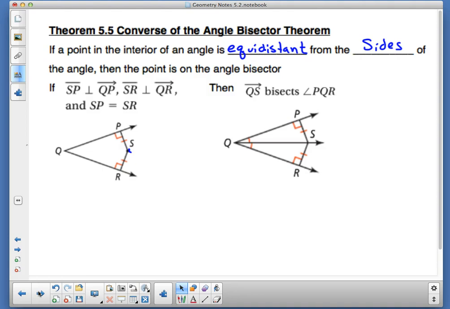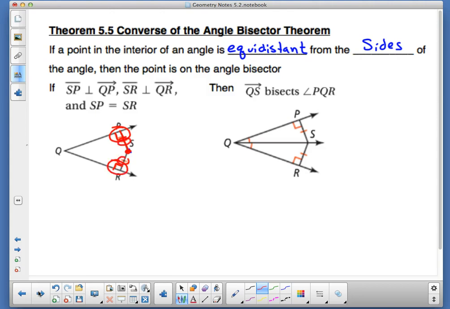Same idea, same stuff. If I know that there is a point S that is equidistant from the sides of an angle, and the perpendicular distance from the side of the angle, this is significant, it has to be perpendicular. If it's not perpendicular, we can't use this postulate to say that they're the same. So you've got to know that they're perpendicular. Pay attention to those markings, and then you can say they're congruent.